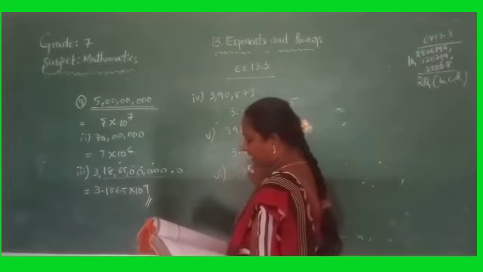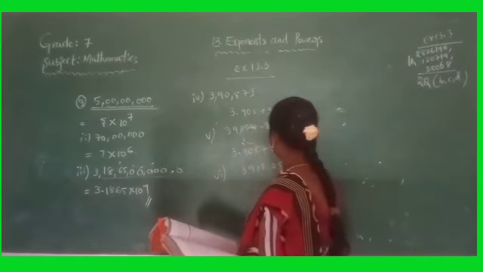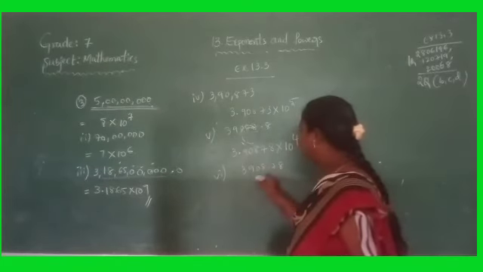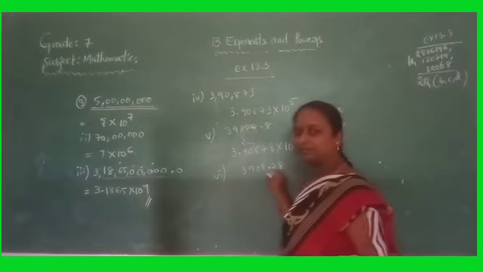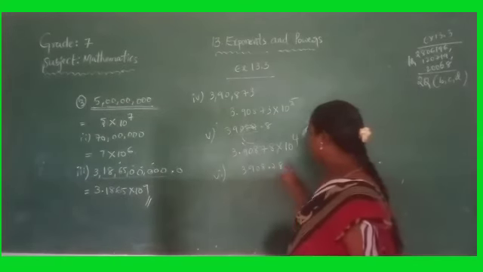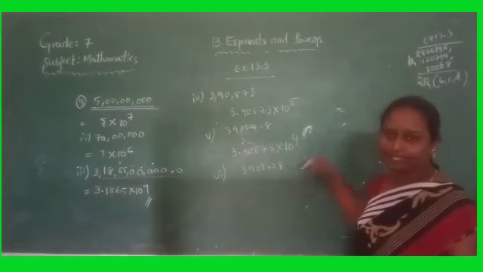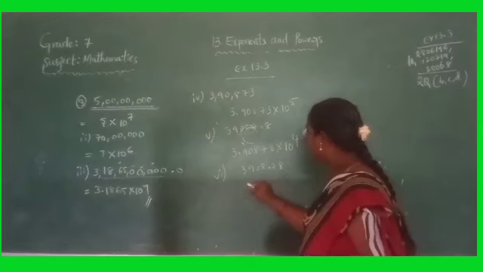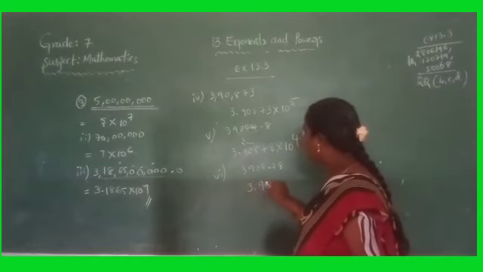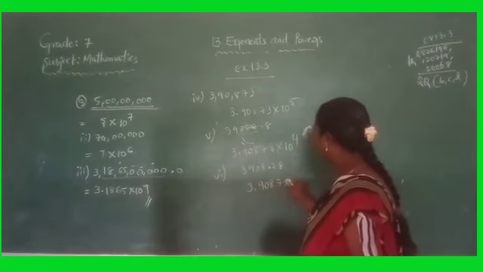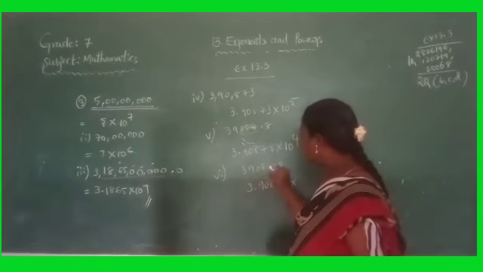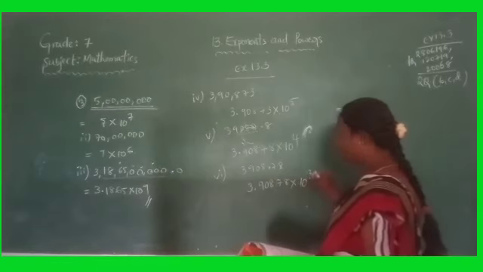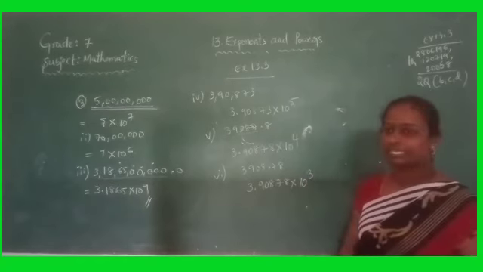Sixth one, 3908.78. So already here the number is a decimal number. Okay, point is there. We have to show it is multiplied by a power of 10. So we have to shift this decimal point here. That is 3.90878 into, decimal point before how many digits? 3 digits. We can write 10 cube. Is it clear, children? Very good.